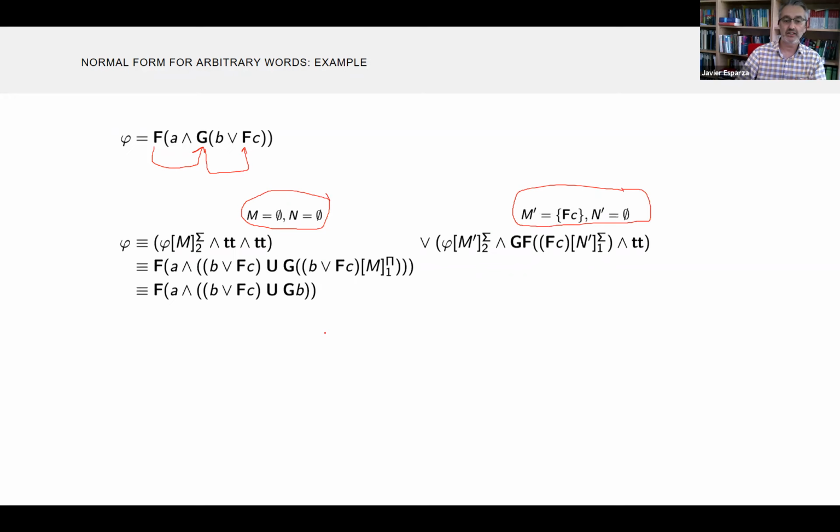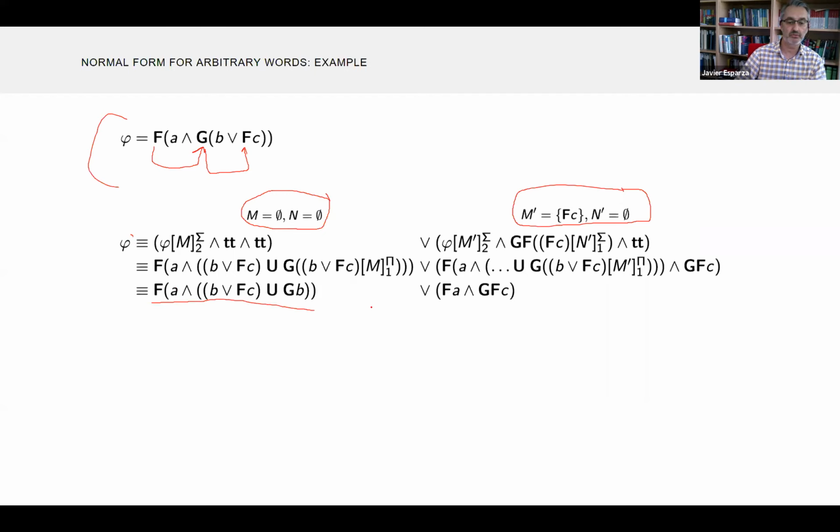And then in the end, let me just skip the details because I've already spent quite a lot of time. You are going to obtain that phi, so that this formula here is equivalent to this. And there you no longer have this double nesting of untils and weak untils. You only have alternation depth 1.